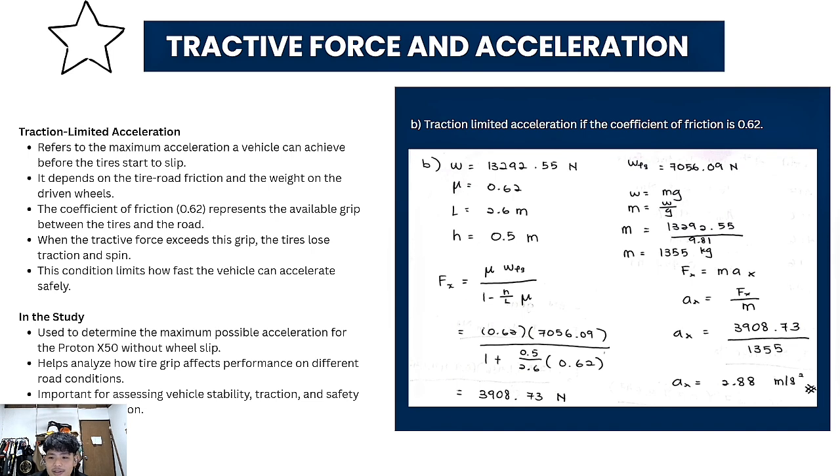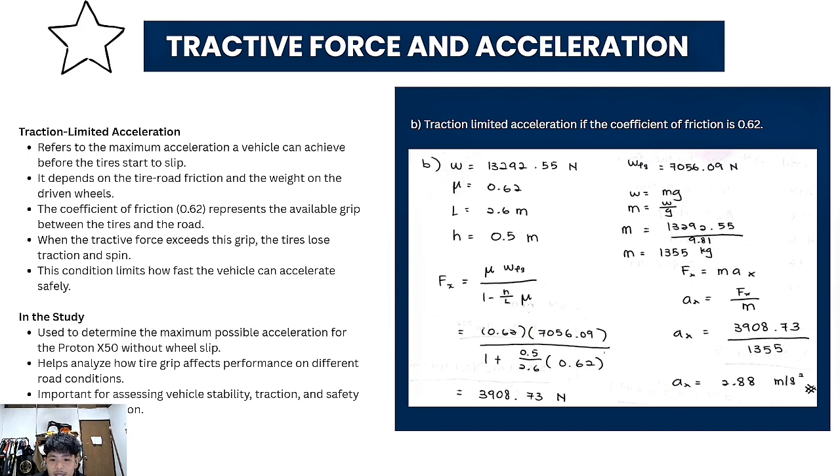For the first step, we need to find the WFS. The WFS is given, it is 7056.09 Newton. Then we need to find the mass of the car. We use the formula W equals mg. So the mass we get is 1355 kilogram.